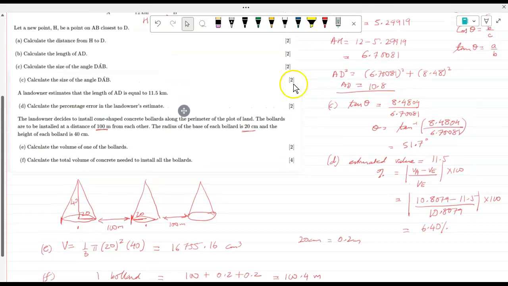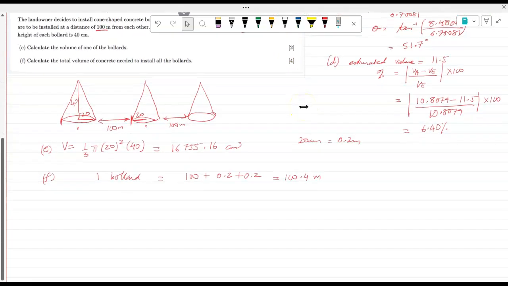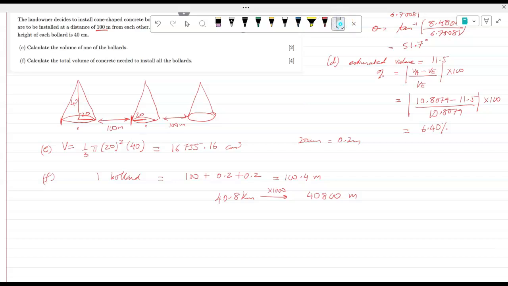What is the perimeter we got? 40.8 kilometers. So convert 40.8 kilometers to meters. You multiply by 1000. So 40,800 meters. You jump the decimal three places when you multiply by 1000, or you can use your calculator. Divided by 100.4. So how much is that? That will give you the number of bollards.